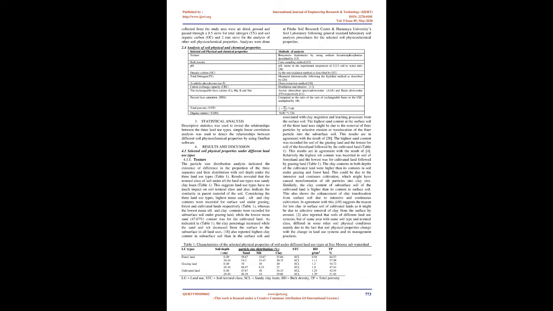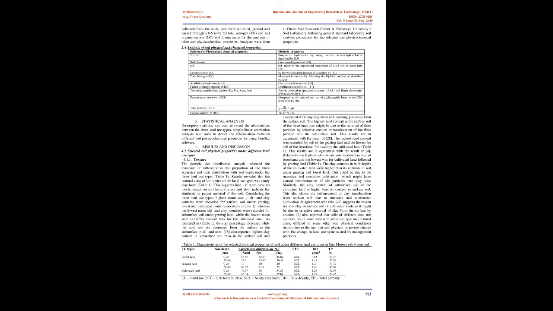3. Statistical analysis. Descriptive statistics was used to reveal the relationships between the three land use types. Simple linear correlation analysis was used to detect the relationships between different soil physico-chemical properties by using GenStat software. 4. Results and discussion. 4.1 Selected soil physical properties under different land use types.